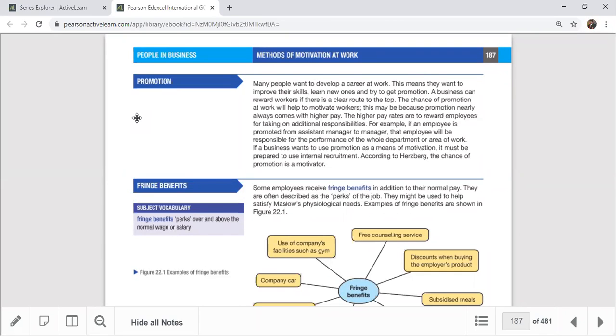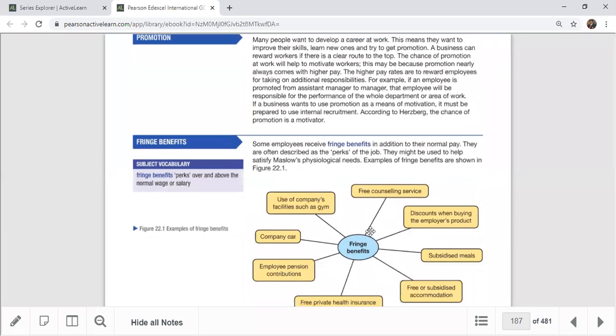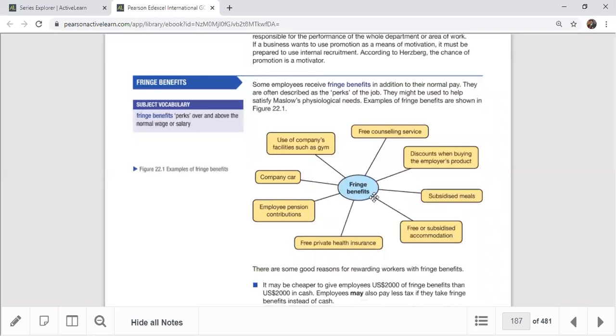Okay, so after this we are going to add the next point called fringe benefits. Fringe benefits, or sometimes defined as perks, P-E-R-K-S, perks. Perks are over and above the normal wage or salary. So in addition to the salary, sometimes you are getting something that is called perks, or sometimes we call them fringe benefits. What are the fringe benefits?